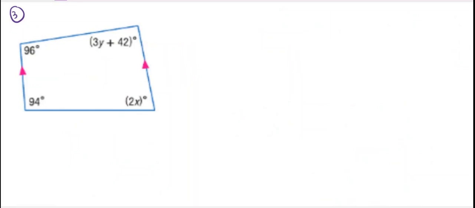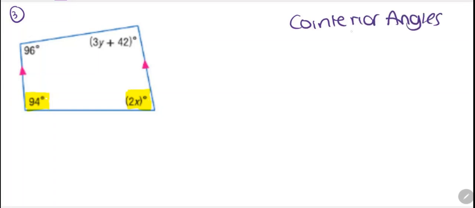Okay, so we're going to look now at this quadrilateral. So we've got parallel lines. So what do we know? Within parallel lines, these angles here are supplementary, and they are called co-interior angles. So we can say co-interior angles are supplementary.